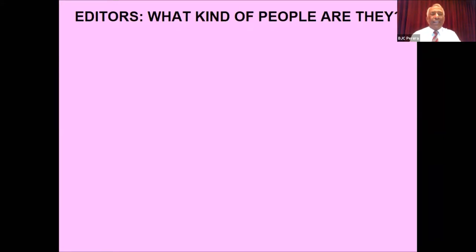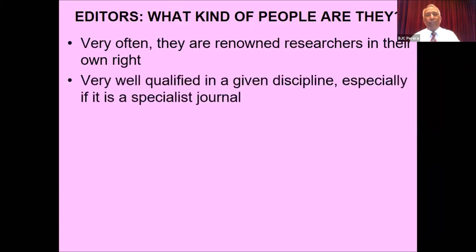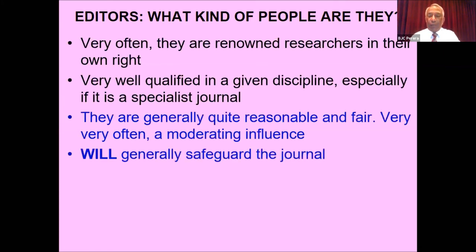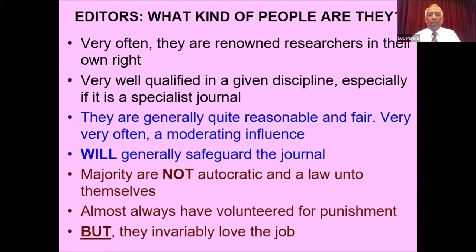Now, initially, I think people don't know much about editors. What kind of people are they? Very often, they are renowned researchers in their own right, and generally well qualified in a given discipline, especially if it is a specialist journal. They are generally quite reasonable and fair, with perhaps odd exceptions, and very often they are a moderating influence on the rest of the people involved in publishing a journal, and they will generally safeguard the journal. The majority are not, quite contrary to popular belief, autocratic, and they are not a law unto themselves. They have, so to speak, generally volunteered for punishment, because so much work goes into being an editor. But obviously, they do it because they invariably love the job.